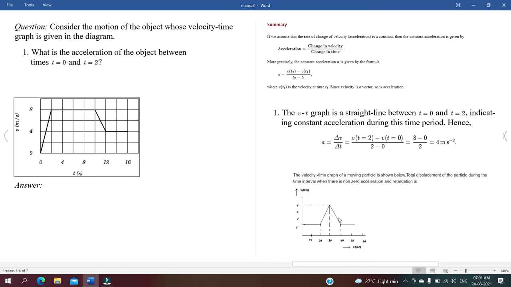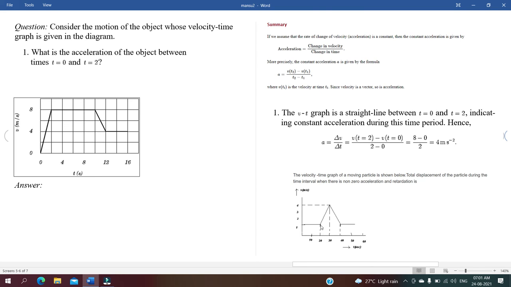So how do we find the displacement for this portion? Suppose we name it as A, B, C. So we have to find displacement for this portion A, B and C. Now we had learned that displacement is nothing but the product of velocity and time. And if we are having a graph, the product of y-axis and x-axis is nothing but the area under the graph. So the product of velocity and time will be nothing but the area under this graph A, B, C.